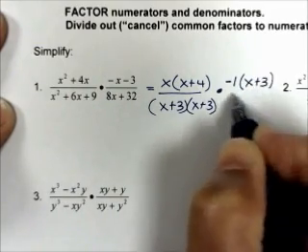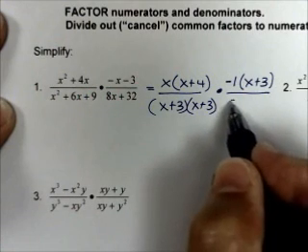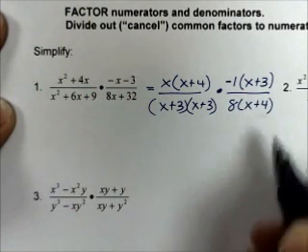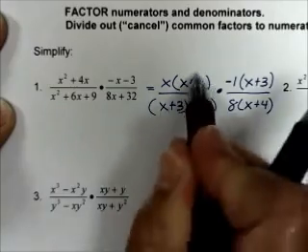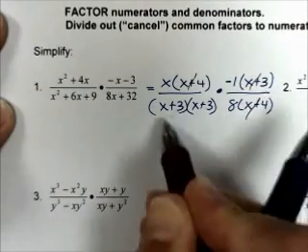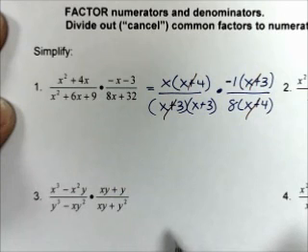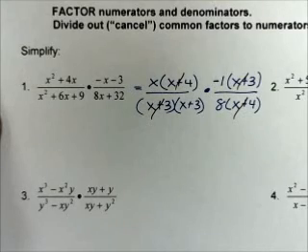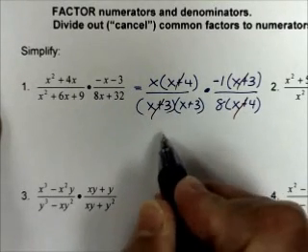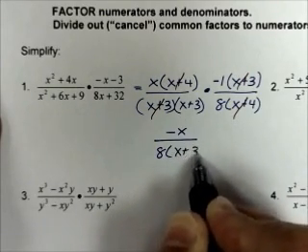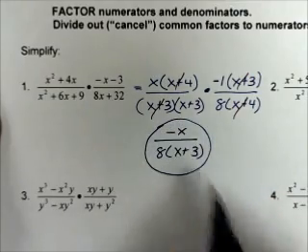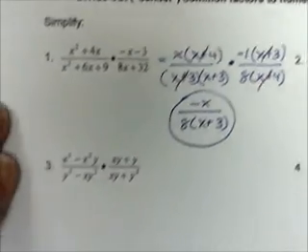8x plus 3. GCF of 8, x plus 4. Okay, so now that we have everything factored, we divide out common factors to numerator and denominator. So the x plus 4's divide out. The x plus 3's divide out. And that looks about it. So for our numerator, we have negative 1 times x, which is negative x. And our denominator is 8 times x plus 3. I'm going to skip number 2 and we're going to go on to number 3.